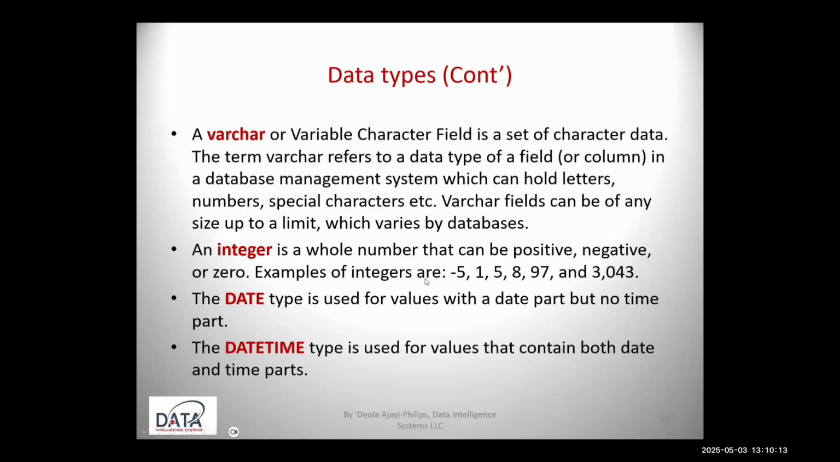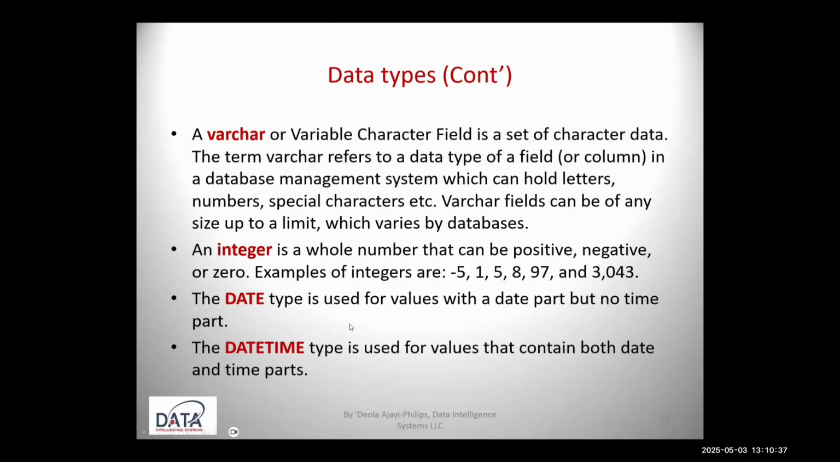So all these things we are talking about are about fields in a certain table in a SQL database. So we talk about integer. Integer is a whole number that can be positive, negative, or zero. Examples of integers are -5, 1, 5, and so on, up to thousands.